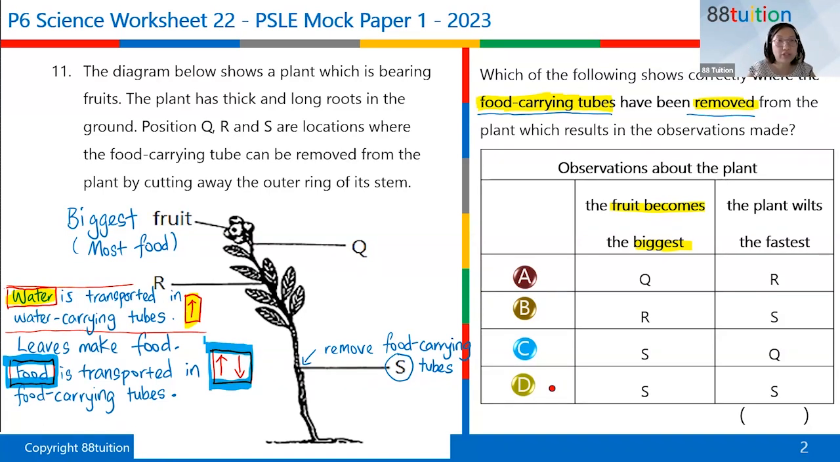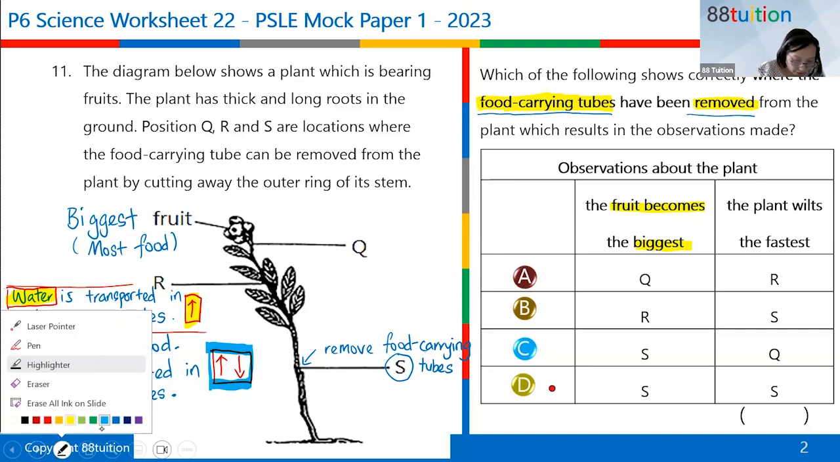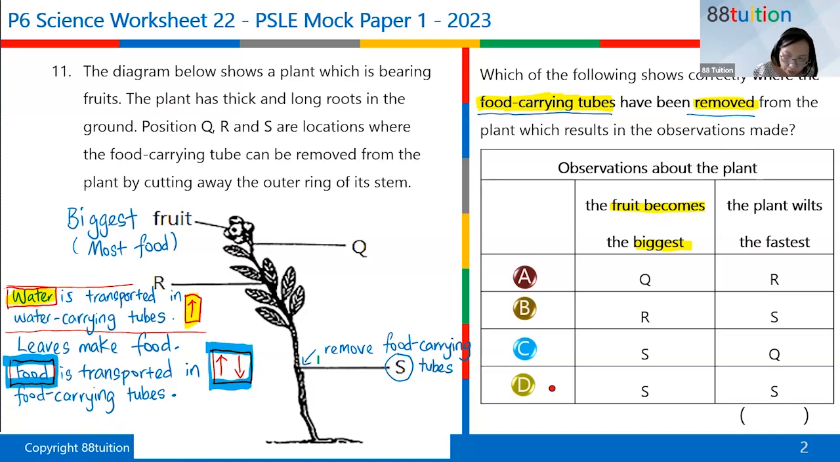Okay, so food goes two directions. So take note of that. All right, because two of you got the wrong idea. Food can go to all parts of the plant. Food that is made in the leaves can be transported up and down. So if you remove the food carrying tubes here, now these are all the leaves. There are so many leaves here, 1, 2, 3, 4, 5, 6, 7 leaves, all making a lot of food. And after the food is made in these 7 leaves, food will go up and down, in all directions to all parts of the plant.